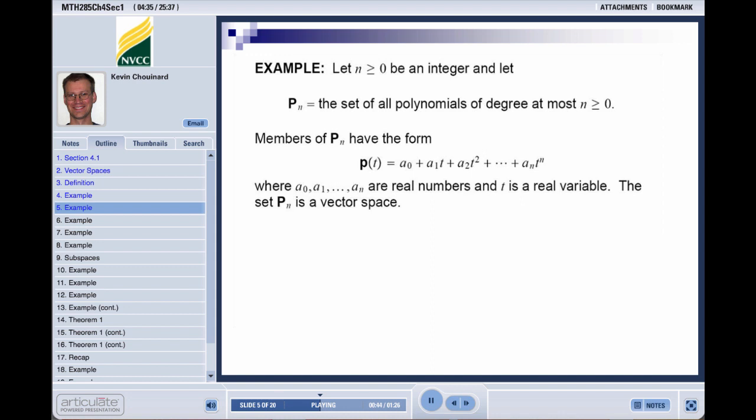In this context, P sub n is going to be a vector space. It's going to satisfy all the properties of polynomial addition, and it's going to have all the properties of scalar multiplication times these polynomials, and they're going to satisfy the 10 axioms for a vector space.